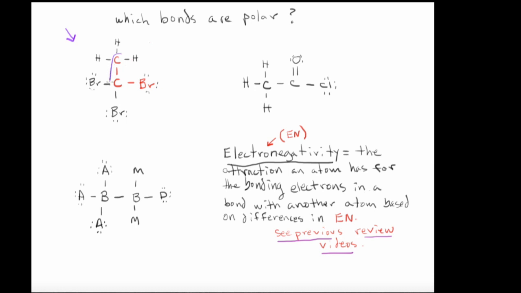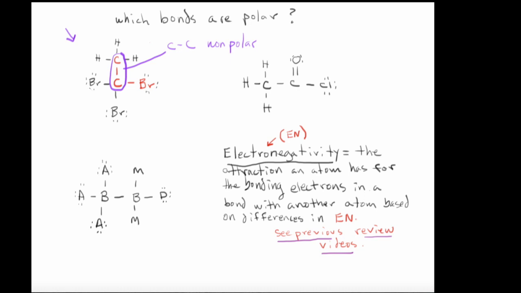if we look in the middle, we see that there's a CC bond. This bond is defined by two atoms that are identical. So we would say that the CC bond is nonpolar, because the two atoms that are on either side of the bonding electrons are the same. So you've got two atoms that have the same electronegativity.